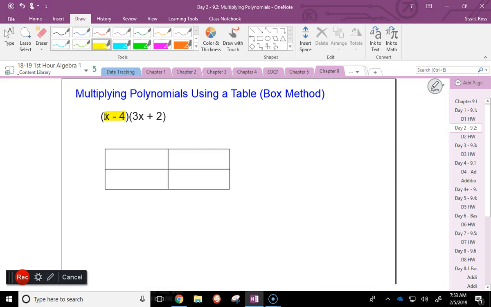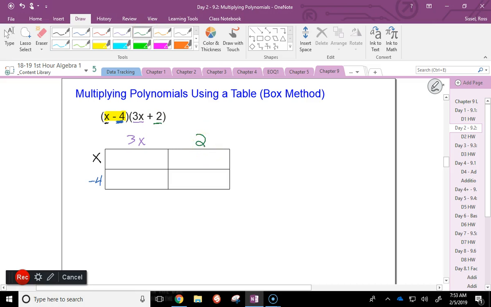But all I did to make it was I looked at my first term, x minus 4. And on that first equation, I have 2 terms, x and negative 4, right? So I'm going to make a box that's two high. And I'm going to put in x right here, and my negative 4 right there. I look at my next term, or my next equation, 3x plus 2. It's 2 terms. So I made 2 columns for it: 3x and 2.